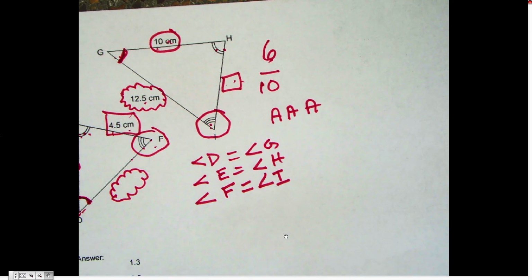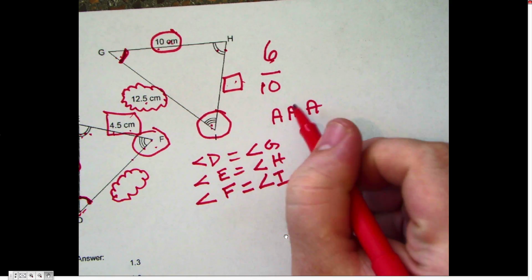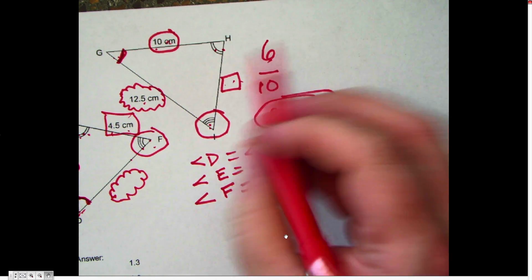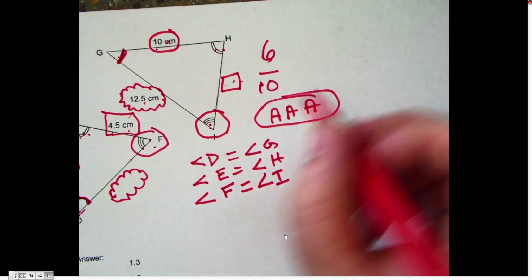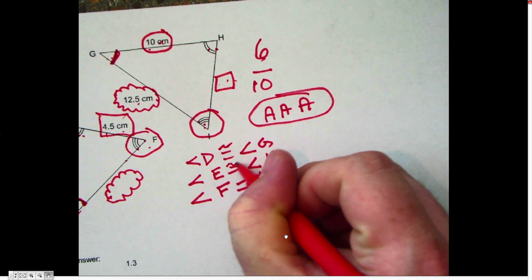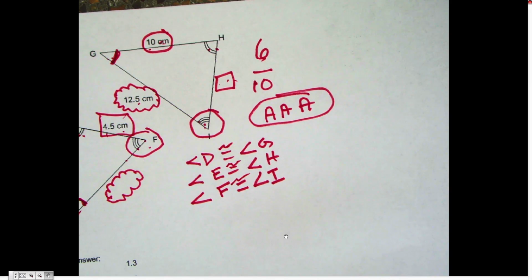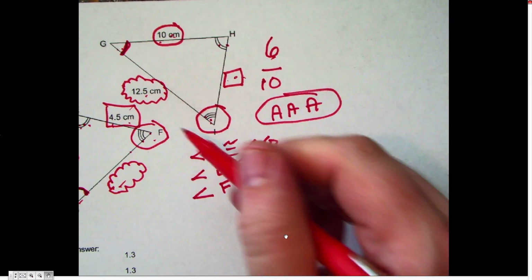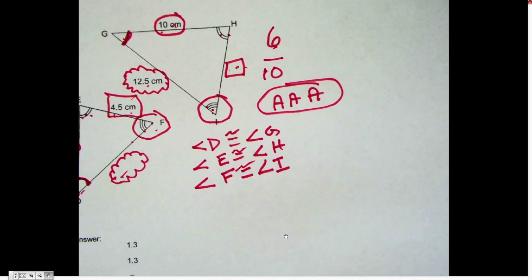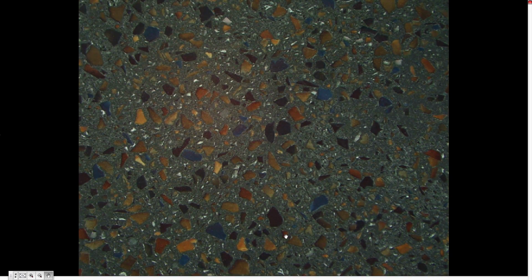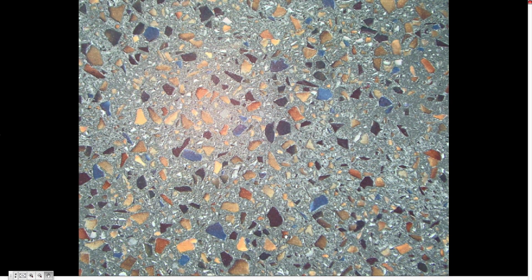I'm going to send you a link to a website that explains that in a lot more detail so that you can see what it's talking about. But based on angle, angle, angle, we can see that these two triangles are in fact similar, because that's congruent, and that's congruent. So that's our answer. We're not trying to find any measurements. We're just saying yes, it is similar, or no, it's not similar, and why. Okay, so that's that question.